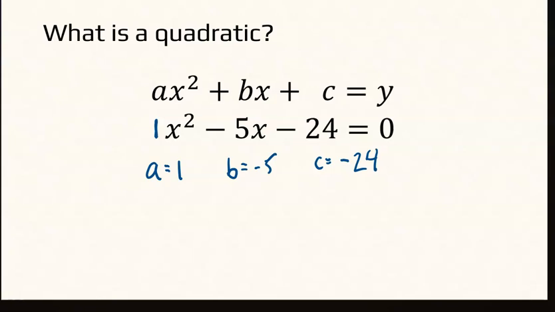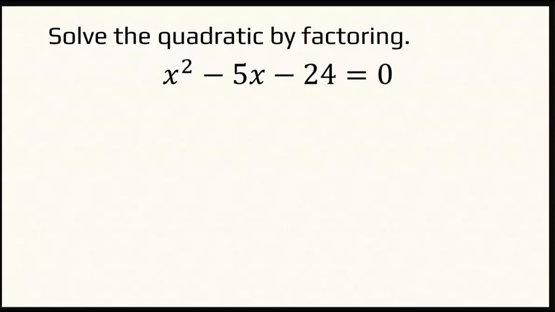Typically, when we solve quadratics, not always, we need to have the quadratic set equal to 0. There is a method to solve quadratics without setting it equal to 0, but we're not going to do that in this video. So we're going to solve this problem through the process of factoring. What we have to do when we factor is figure out what multiplies to the constant, in this case 24, and what adds to the b term. Typically, I will say what multiplies to c and adds to b.